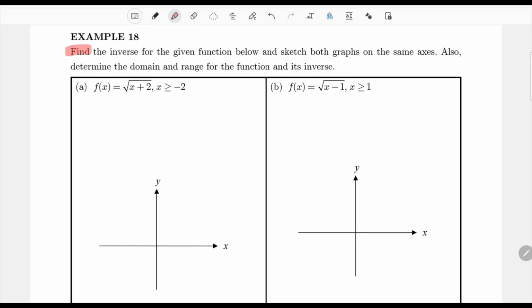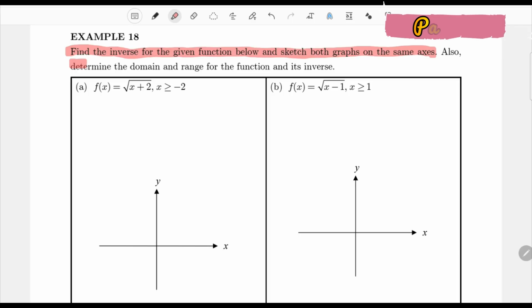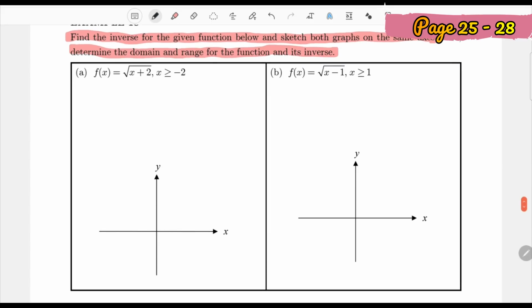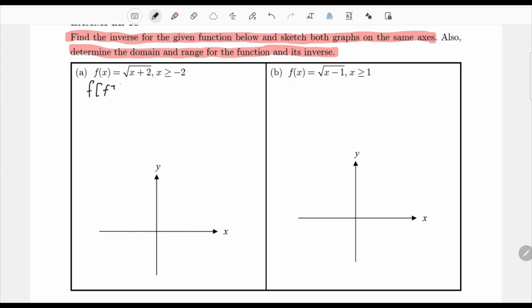Example 18. Find the inverse of the given function below and sketch both graphs on the same axis. Also determine the domain and range for the function and its inverse. Right, A. f(x) equal to square root of x plus 2, x greater than or equal to negative 2. Okay, so find the inverse function. So f of f inverse of x equal to x.